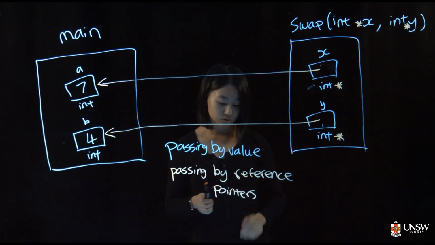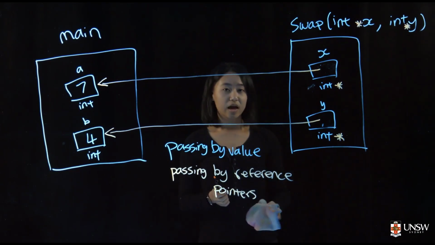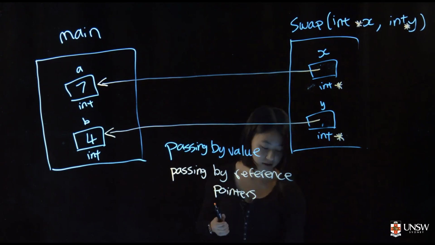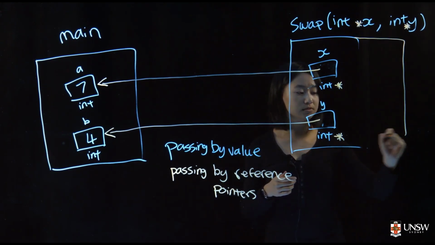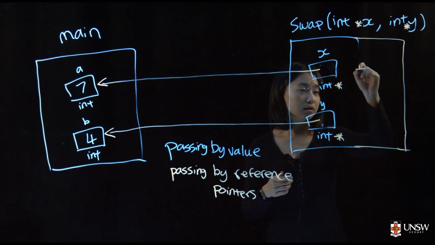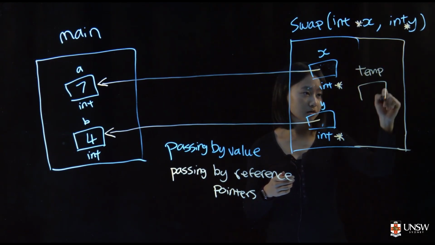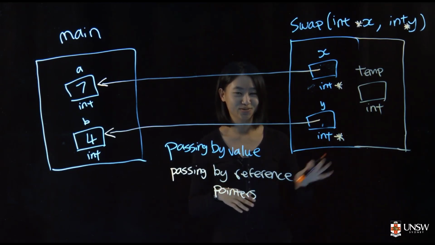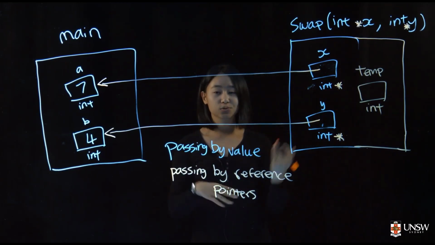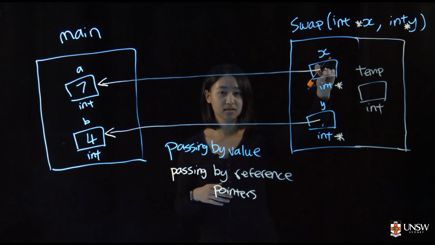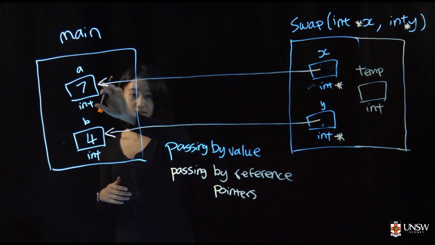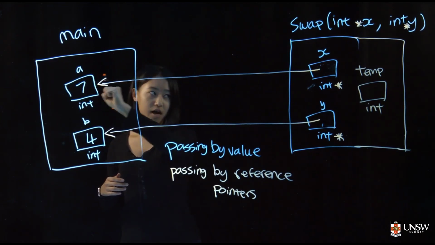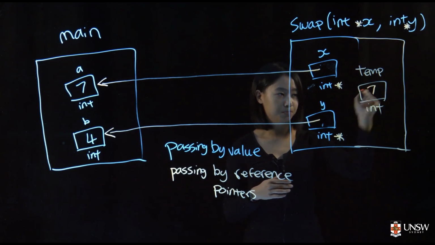So if I did want to swap my values, I would actually need a third local variable that just lives in swap. Let's call it temp. And this will be an integer. Just believe me for now and you'll see why it's useful later. So to start our swap process, we need to go to x, go to where it points to, which is a, and grab a copy of the value that is stored at that location. And we want to store that into our temp.